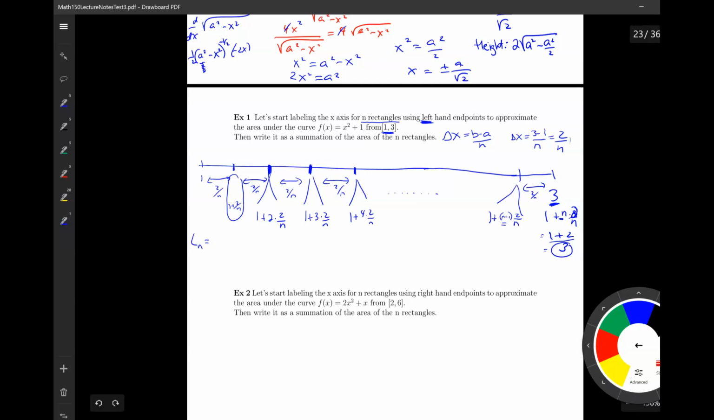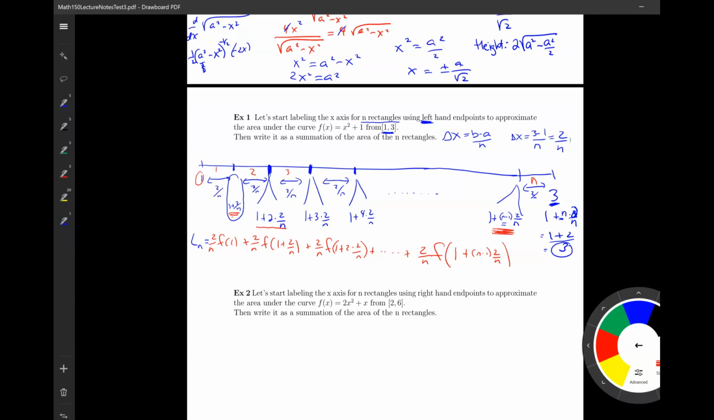So for the first rectangle, this is my number 1 rectangle, and I'm going to use the left-hand endpoint. So the width is 2 over n, and the height will be f of 1, plus. So for rectangle number 2 here, the left-hand endpoint will be this one. So the width will be 2 over n, the height will be f of 1 plus 2 over n, plus width of 2 over n. So for the third rectangle, this is the edge point I'm using, 1 plus 2 2 over n's, plus, and I continue on until I get to the nth rectangle. So for the nth rectangle, I'm going to use my left-hand endpoint. So the left-hand endpoint will be this one. So I'll have the width of 2 over n, f of 1 plus n minus 1 2 over n's.